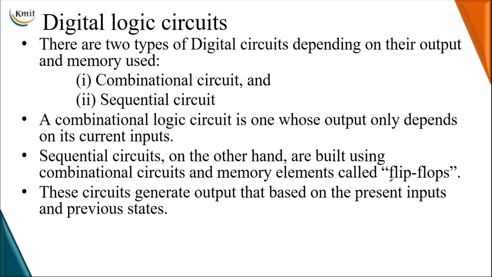What is the difference between combinational circuits and sequential circuits? Combinational logic circuits are the ones where the output depends only on the current inputs. Sequential circuits are the ones where the outputs depend not only on the inputs but also on the present state. In order to store those present states, we use memory elements called flip-flops. These circuits generate the output based on the present inputs as well as on the previous states.